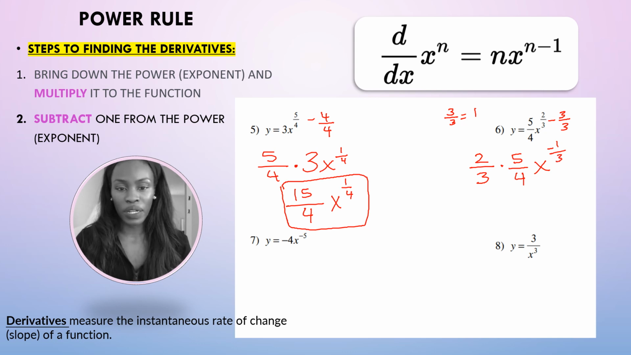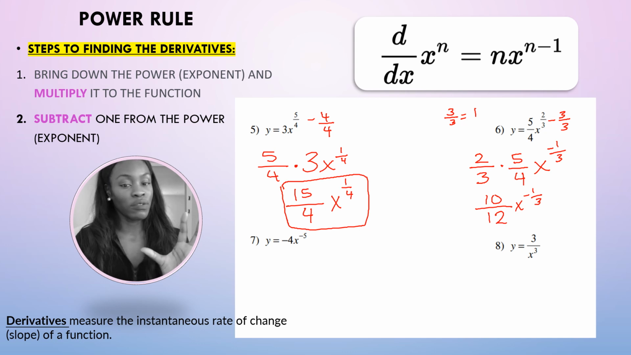Okay, I'm going to go ahead and multiply. 2 times 5 is 10, and 3 times 4 is 12. And now we have x to the -1/3.